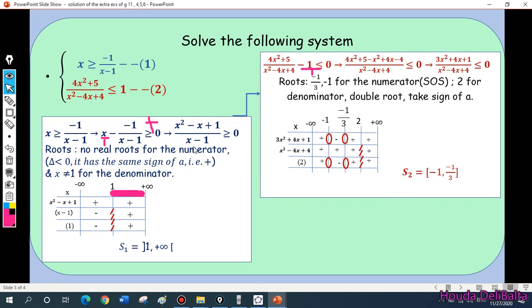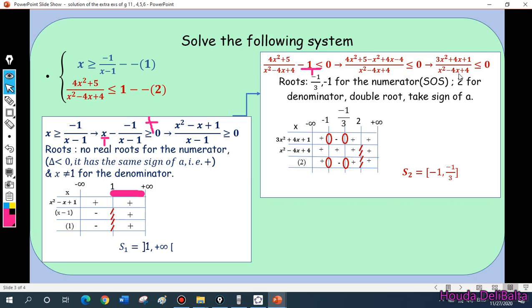Now we arrange the roots on the table as you see here in the increasing order. First we put minus 1, then minus 1 over 3, then 2. Here is the numerator. Its roots are minus 1 and minus 1 over 3. As we tell you here, same, opposite, same. So same sign of A, then between the roots, the opposite sign, which is minus, and outside the roots, between minus 1 over 3 and plus infinity, it is the same again of A, the same sign of A.